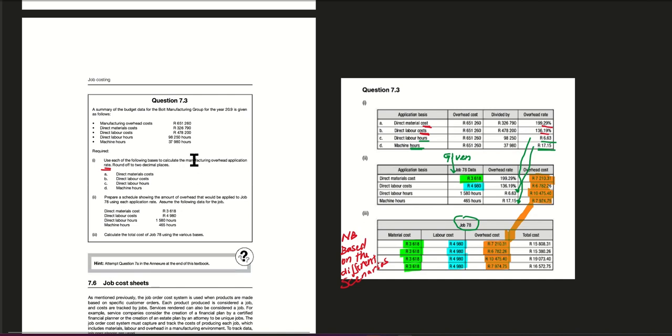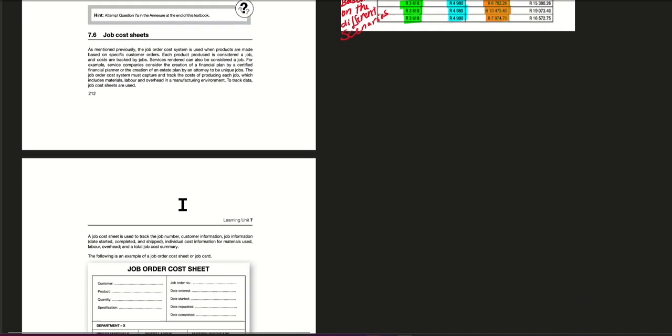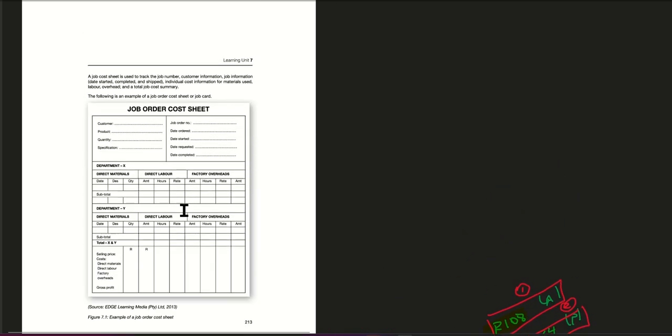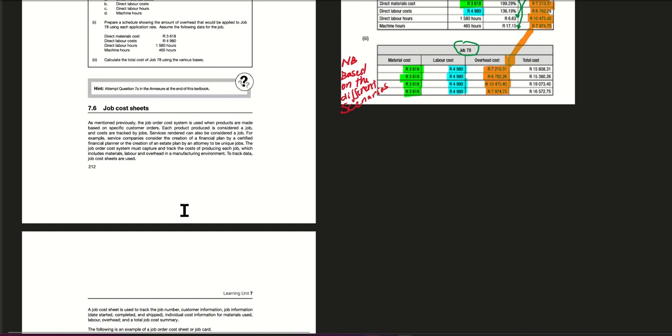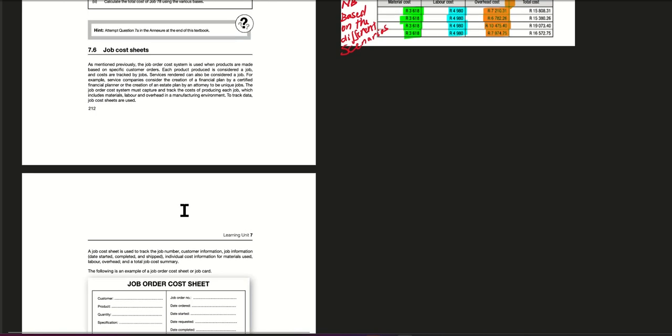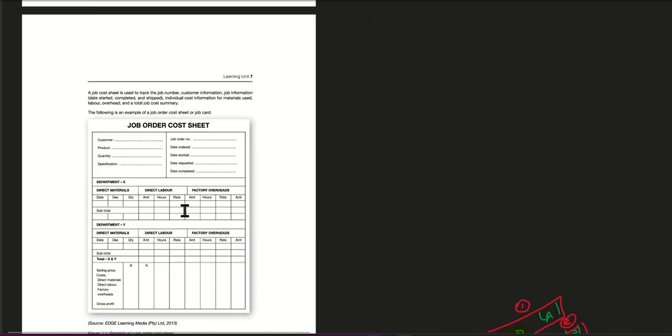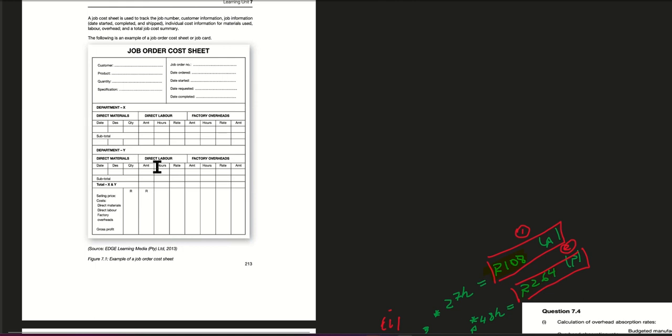All right, so this will also be fun, but in order for me to finish the first part of this recording on Learning Unit 7, I need to touch on the job cost sheet. You will have something like this. Never panic, because you might see so many things written and say, oh my God, this is going to be a nightmare. I don't know how I am going to complete this. Please don't do that, because that's not fair.